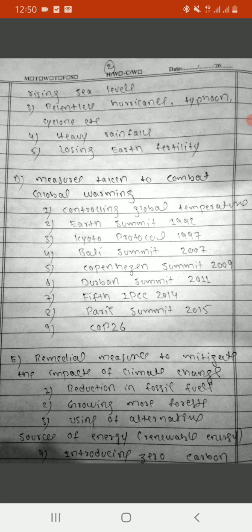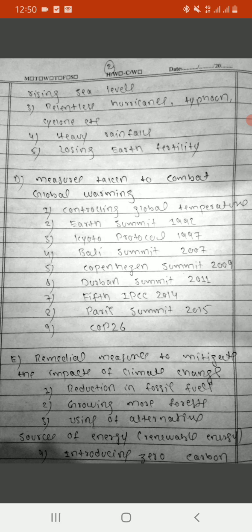Now, measures taken to combat global warming. What are the measures that are taken by humans to mitigate the impacts of climate change, to reduce the impacts of climate change? So first of all, controlling global temperature. We have the following summits, like the Earth Summit in 1992, the Kyoto Protocol in 1997, the Bali Summit in 2007, the Copenhagen Summit in Denmark in 2009.